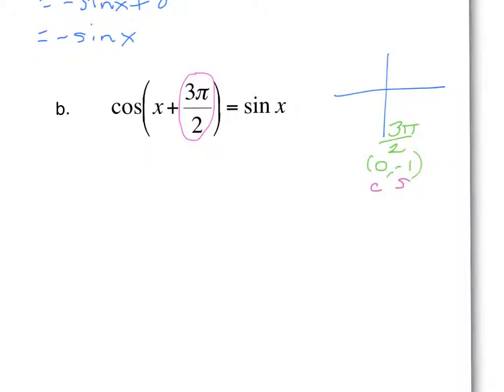So we've got cosine of the first, which is x, times cosine of the second, which is 3 pi over 2. Our sign changes to a negative. And then we'd switch to sine of the first, sine of the second.